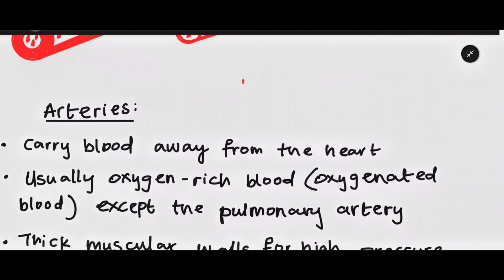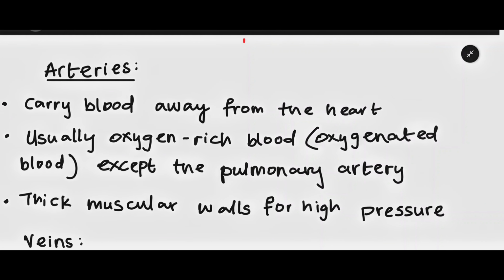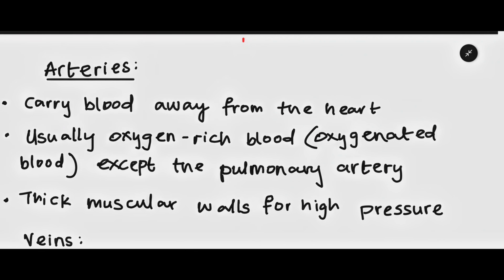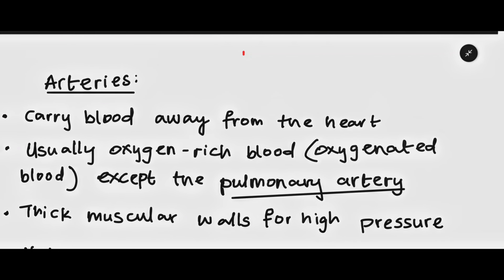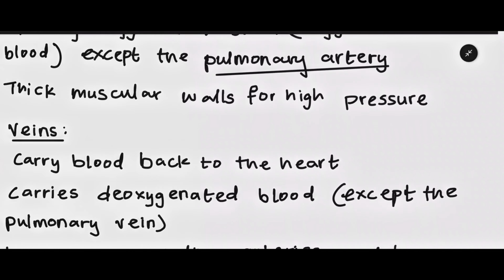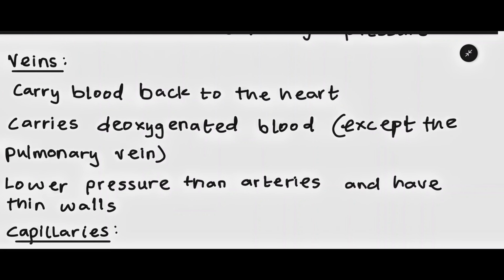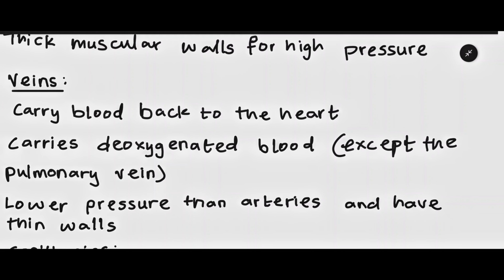So arteries carry blood away from the heart, and the blood they carry is usually oxygen-rich blood, which we can also call oxygenated blood. The only exception, the only artery that doesn't carry oxygenated blood, is the pulmonary artery, which carries deoxygenated blood from the heart to the lungs. And arteries have thick muscular walls to be able to withstand high blood pressure.